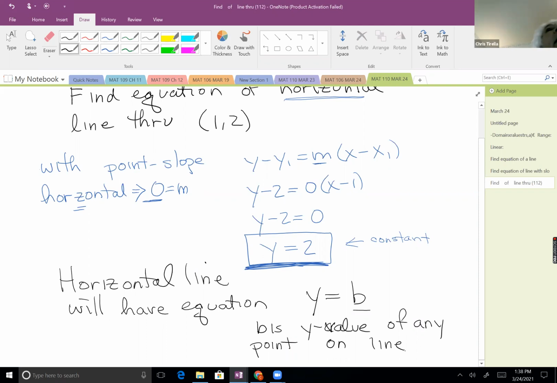And so if I can remember that, I don't need to do this work. If I can remember that, I know that a horizontal line will always just be y equals a number. What number? The y value of my point.